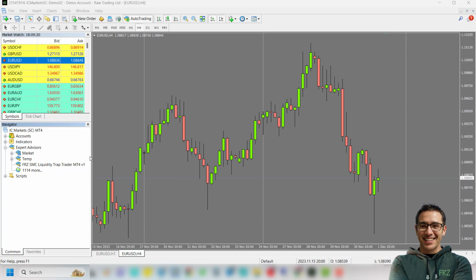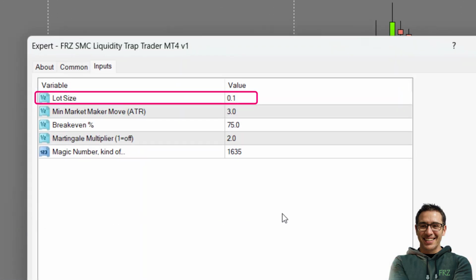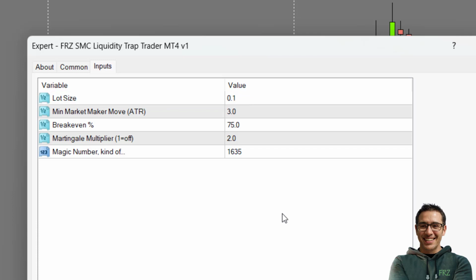It has several options. The first one is the lot size. You can set any lot size depending on your balance and leverage. However, if you are using Martingale, it is always better to start with a small lot size.